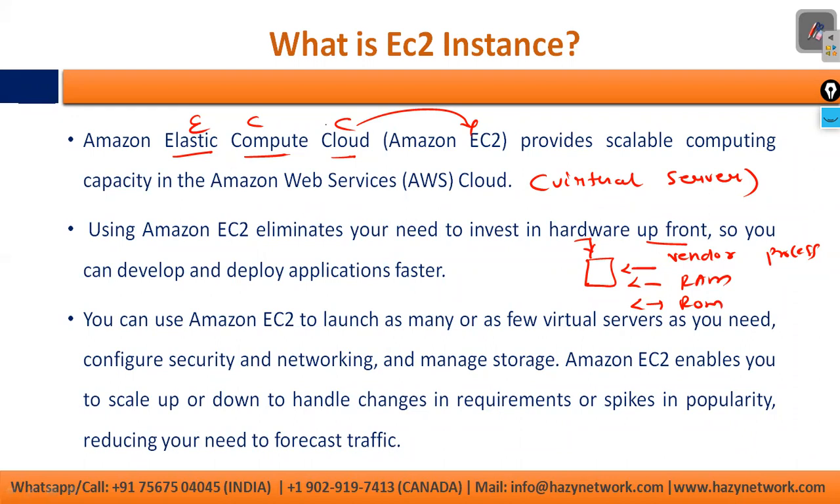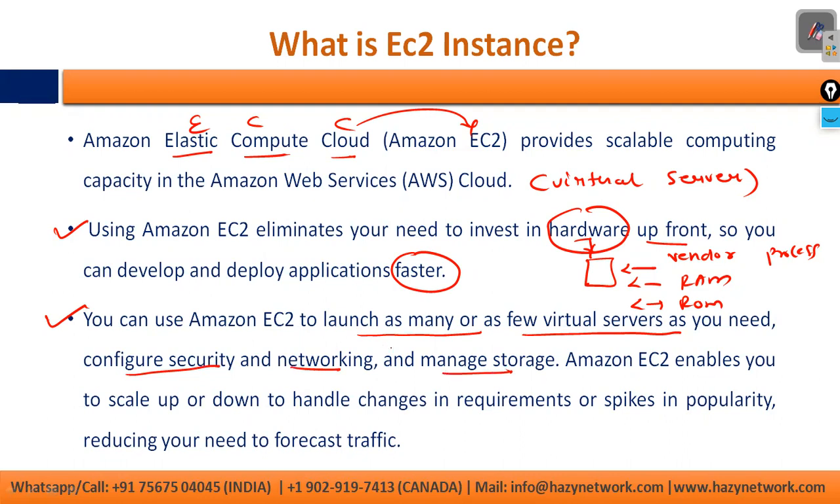So here it says that Amazon Elastic Compute Cloud provides scalable computing capacity in the Amazon Web Service Cloud. Using Amazon EC2 eliminates your need to invest in hardware upfront, so you can develop and deploy applications faster. You can use Amazon EC2 to launch as many or as few virtual servers as you need. Configure the security group and networking and manage the storage. These are all things we will discuss in detail.